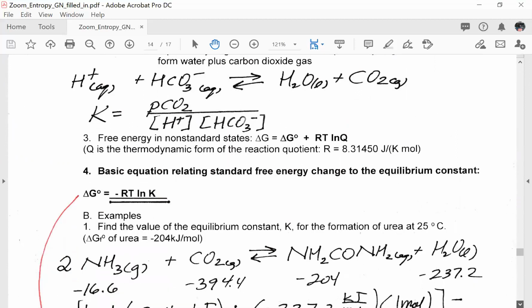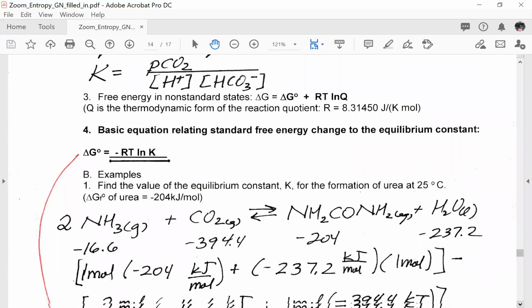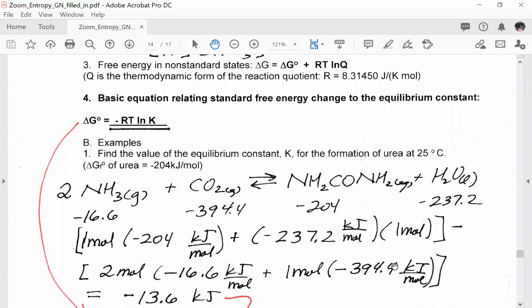So we're going to want to use this equation. So it's this one. Okay, so we're going to use that to find our delta G in a non-standard state. We're going to use the delta G at a standard state, but we have to add RT natural log of Q. Remember, Q has the same expression as K, but it may or may not be at equilibrium.